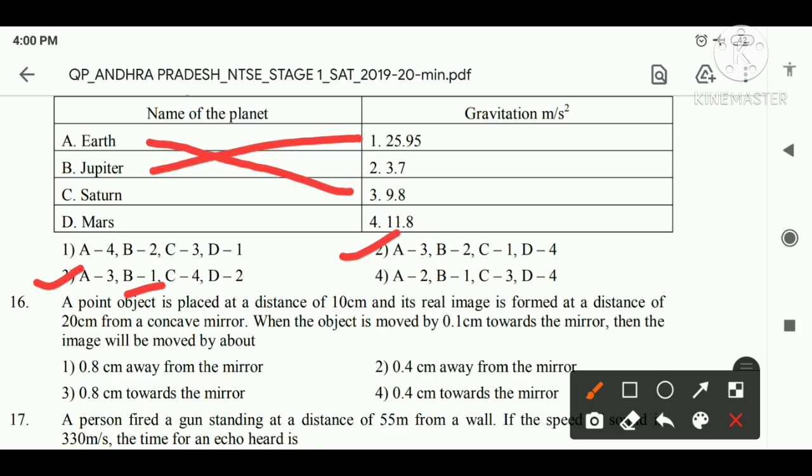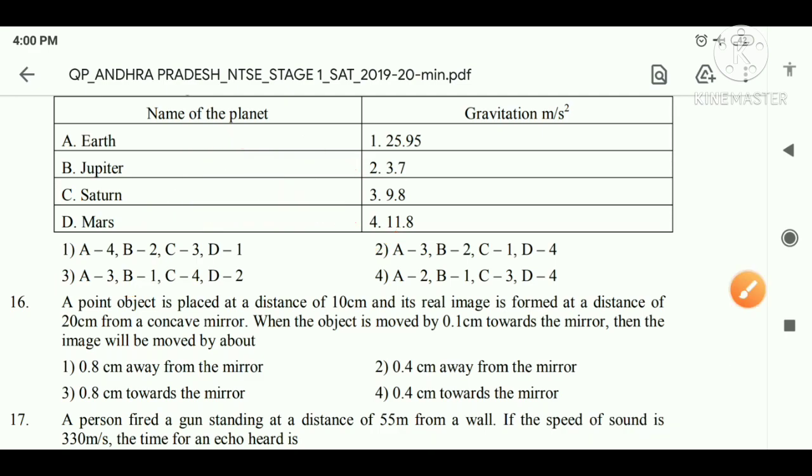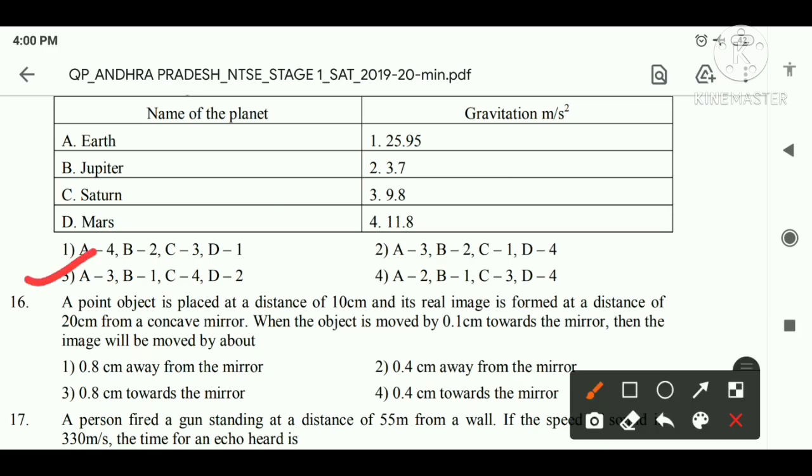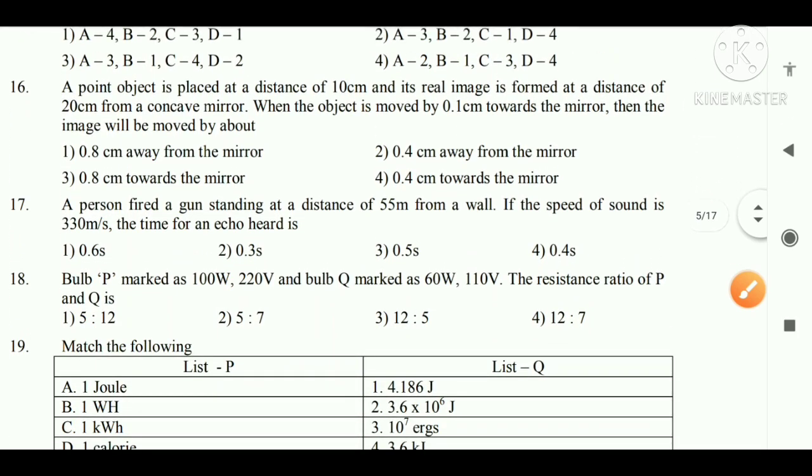And now C4, Saturn is 11.8 and Mars is 3.7. Okay, 3.7 is there, so it is the right answer. So option third is the right answer: A3, B1, C4 and D2. Now let's go to the next question.